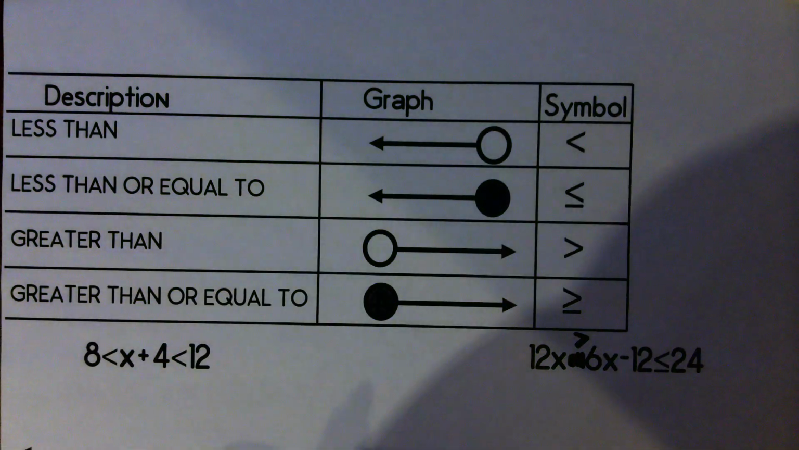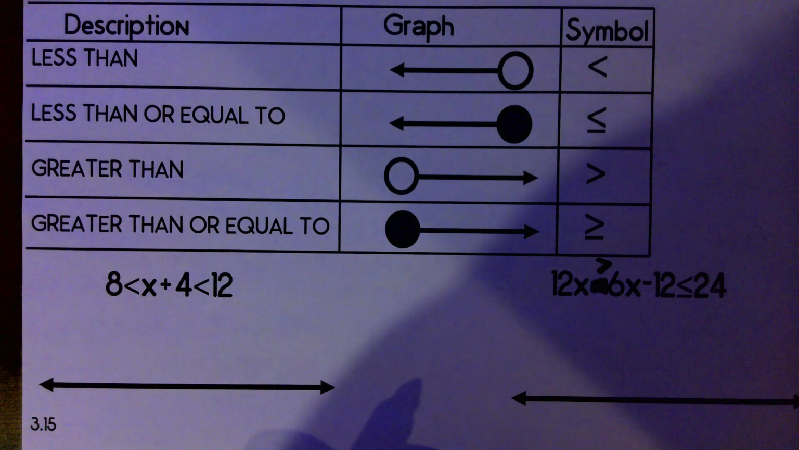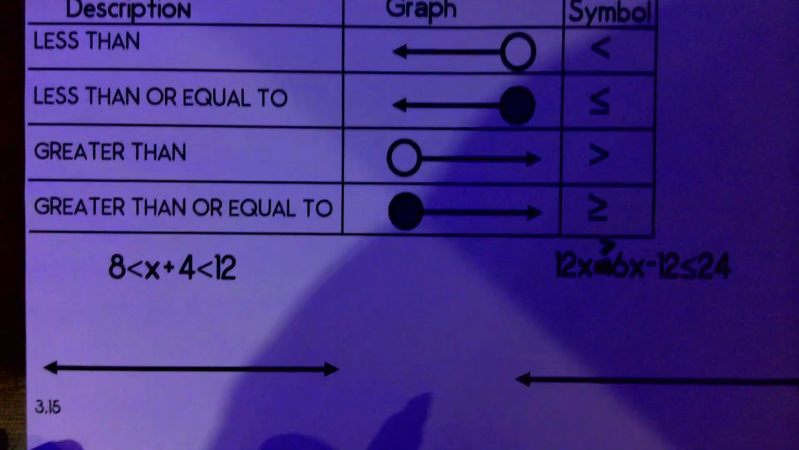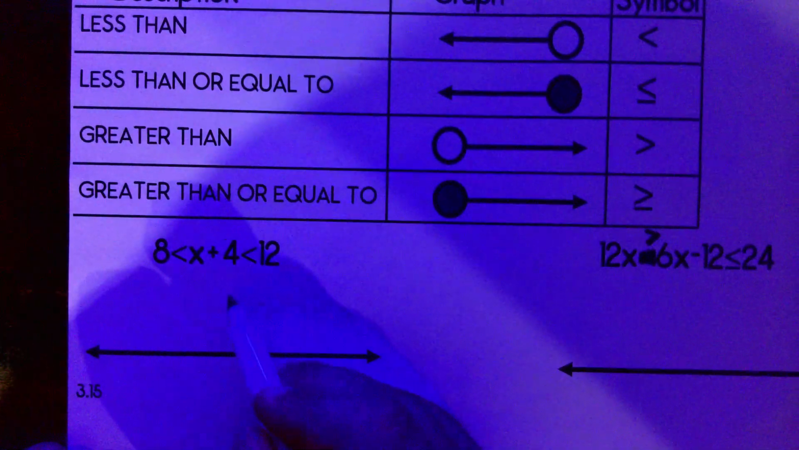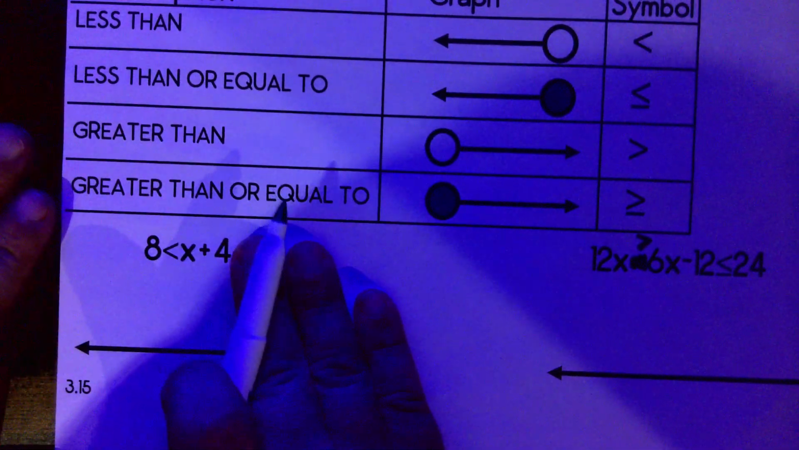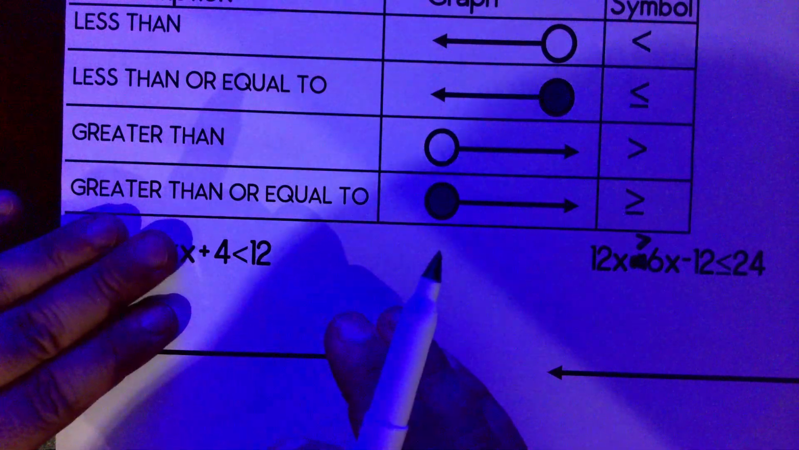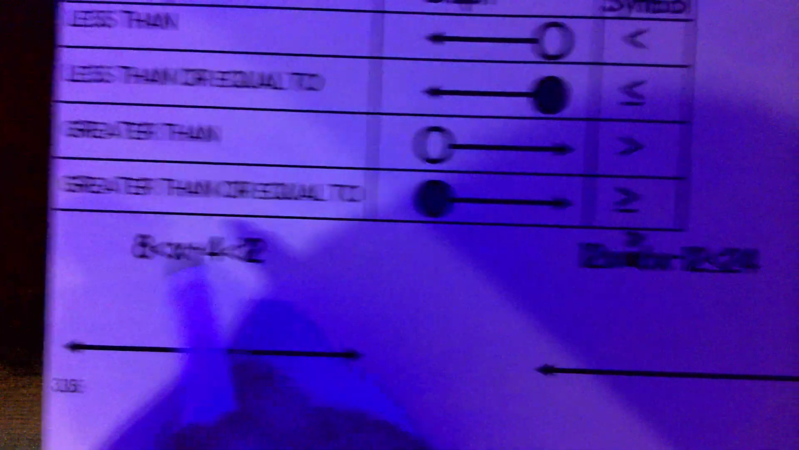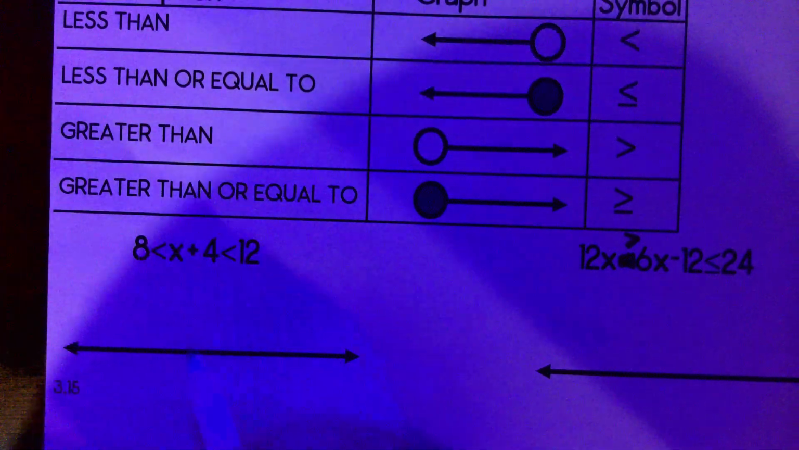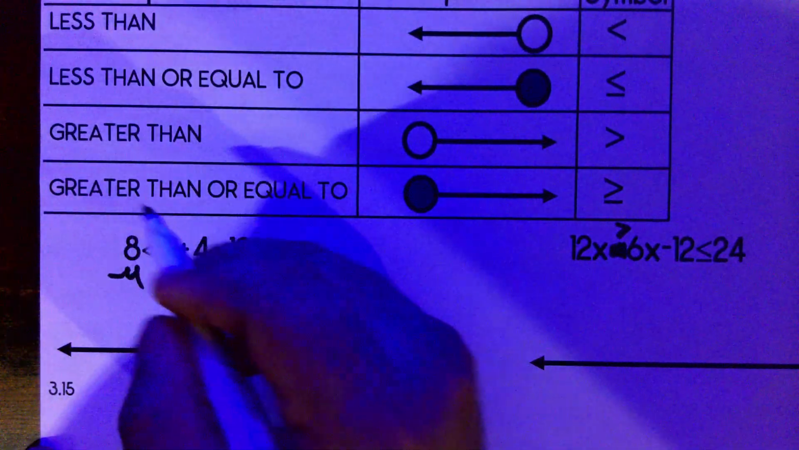Alright, so here we have "and" compound inequalities, and the same rules apply with the inequality signs and how you're going to graph them, but the idea here is you have two inequalities that you're working with. One is x is less than x plus 4, and one is x plus 4 is less than 12. So when it's set up like this, you can actually solve both at once. It's pretty easy. You just minus 4 from all three sides.